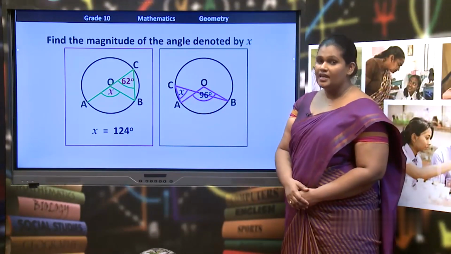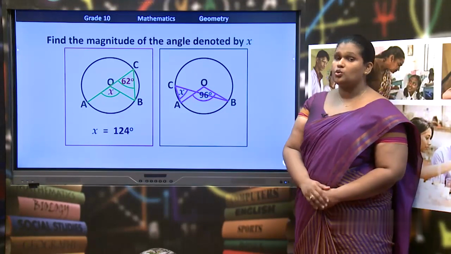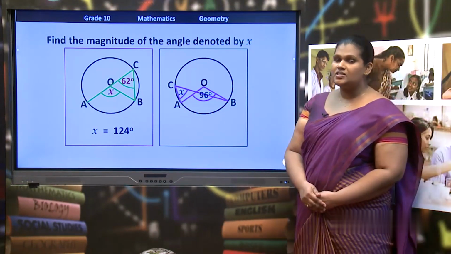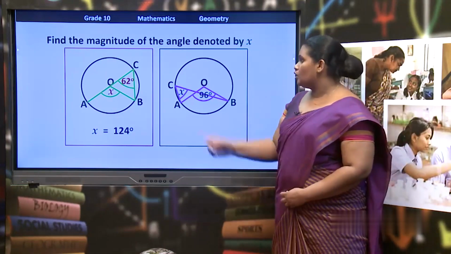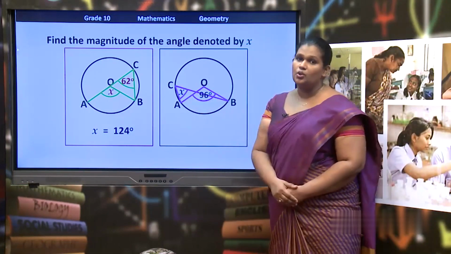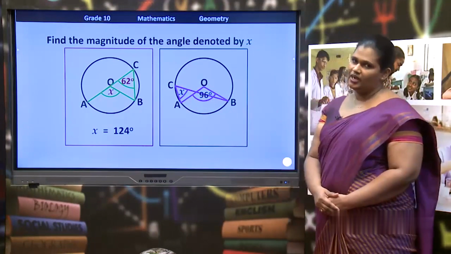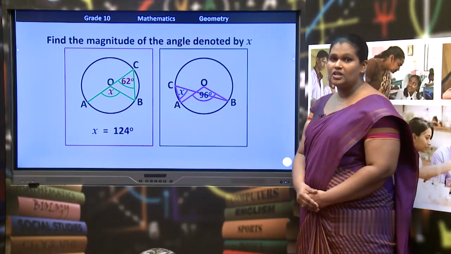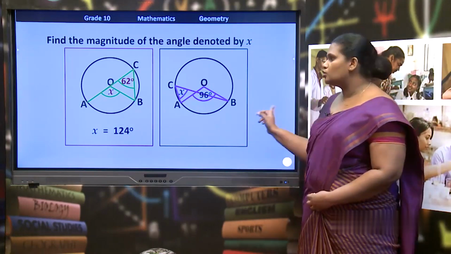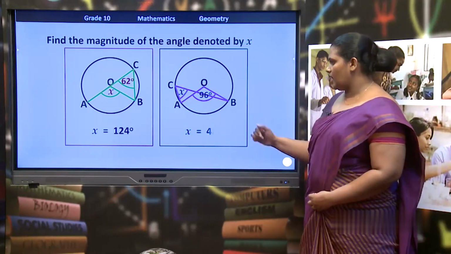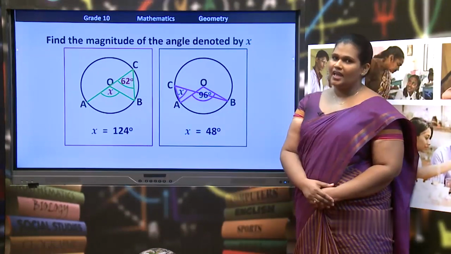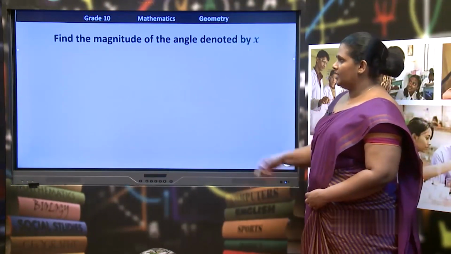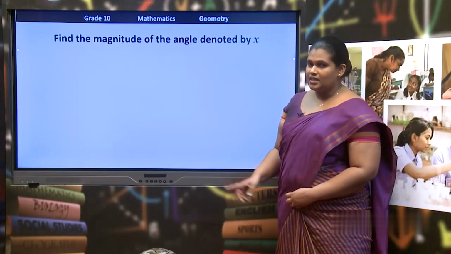That means ACB is x. So, twice x is 2x. So, we can construct a simple equation as 2x is equal to 96 degrees. Therefore, to find the value of x, we have to divide 96 by 2. Then we can get the answer as 48 degrees. Right. We'll move on to another question.